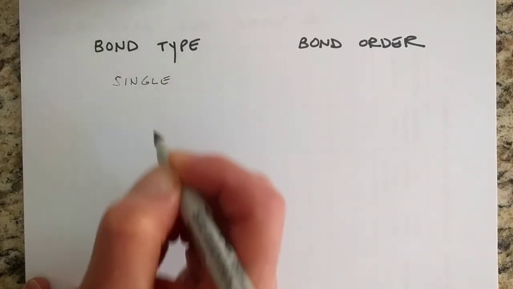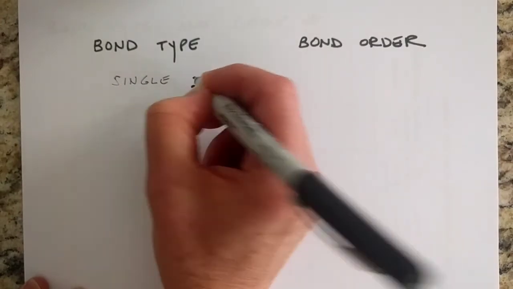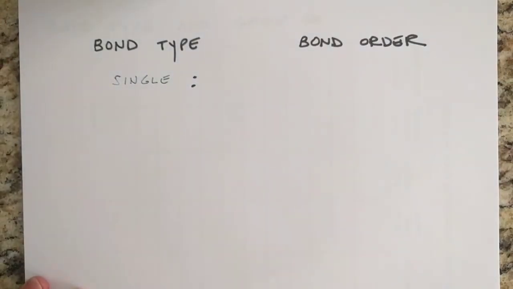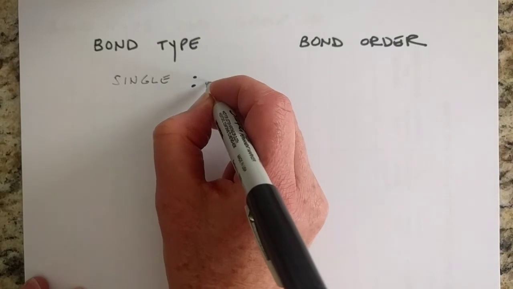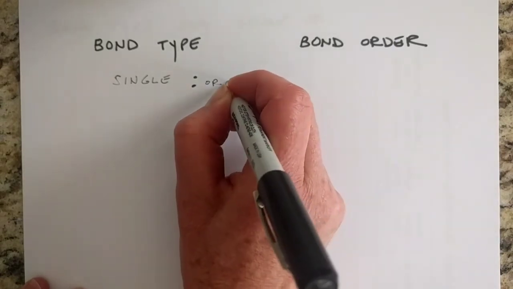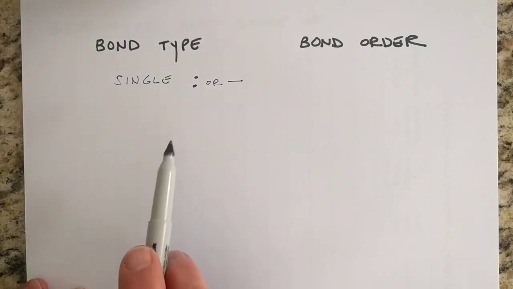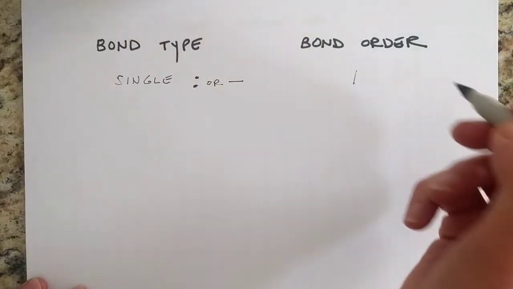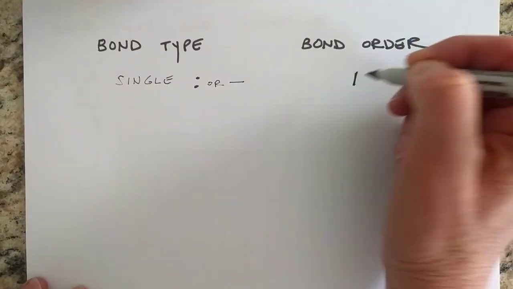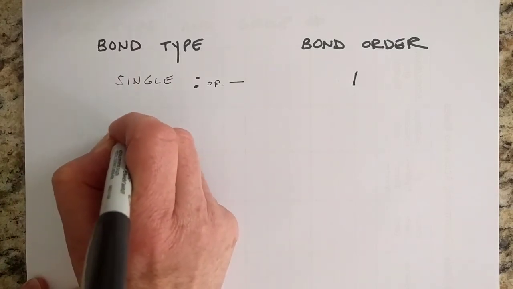And we know that a single bond consists of two shared electrons or one shared pair of electrons. So we can represent it with two dots for two electrons, or we can represent our single bond by a dash. And when we have a single bond, we say that the bond order is 1. We have one pair of shared electrons.